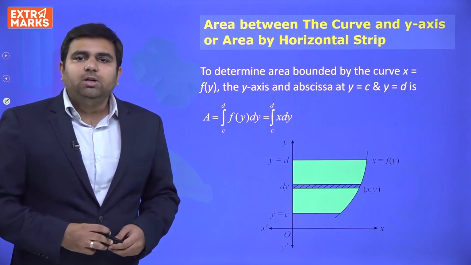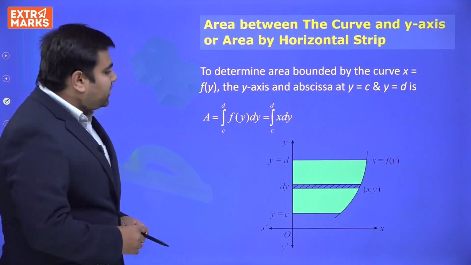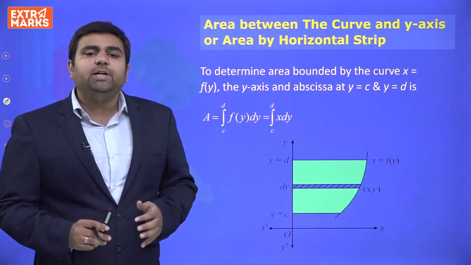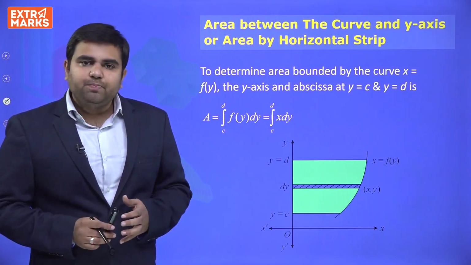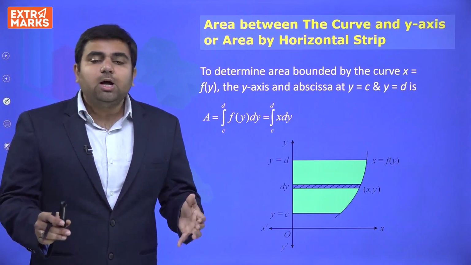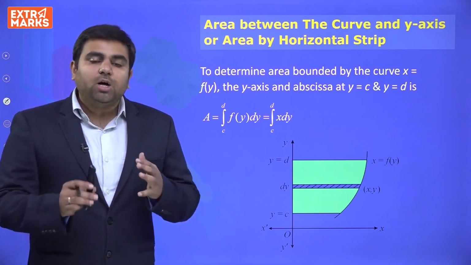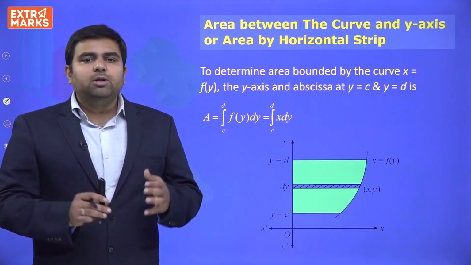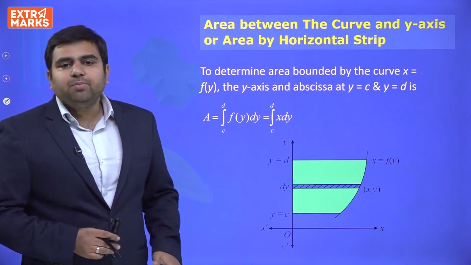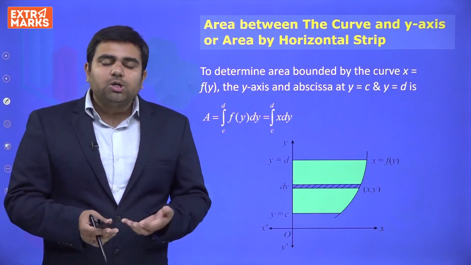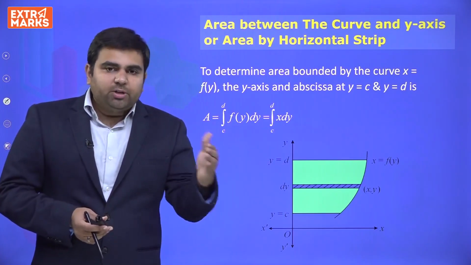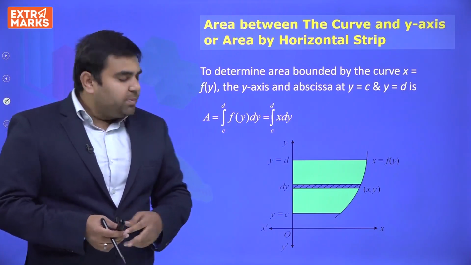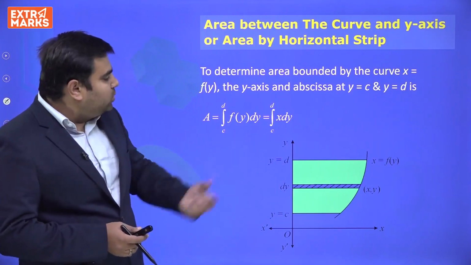So, area between the curve and y-axis, or area by horizontal strip, right? So earlier what was happening? Earlier we were calculating the area with respect to x-axis between two fixed ordinates. Now the case is totally opposite. Now we will be calculating the area with respect to y-axis between two abscissa, y equal to a and y equal to b. So earlier the area was calculated with respect to x-axis. Now the area is calculated with respect to y-axis between y equal to c and y equal to d.